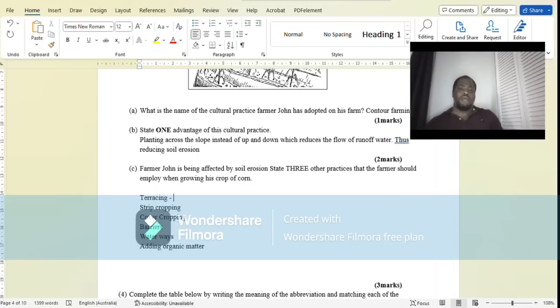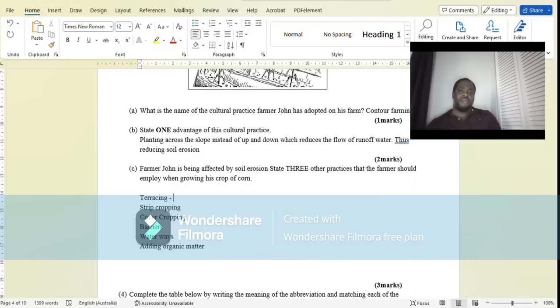Waterways, what this does is to carry the water down the slope in a controlled manner. So it basically would create channels on your slope, and this would have been done in such a way that the water is taken down in a controlled manner, thus reducing soil erosion. Now we know adding organic matter will encourage the growth of plants, and organic matter has that capability of binding the soil together. So it could basically reduce soil erosion to an extent.